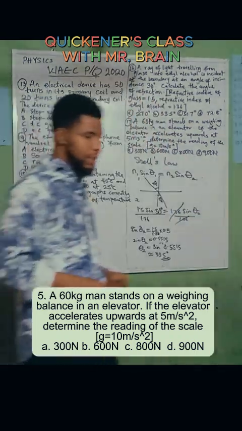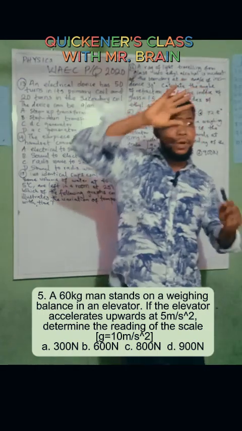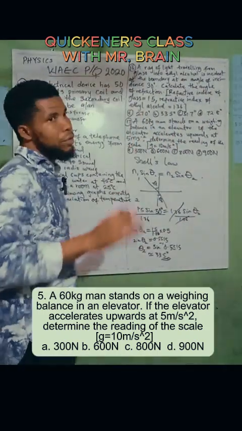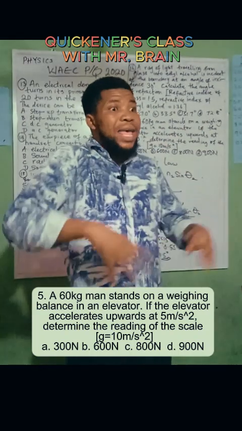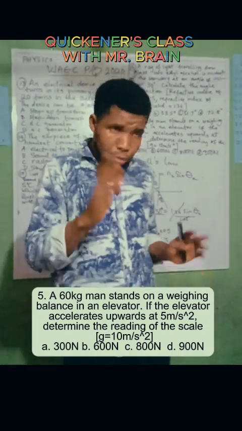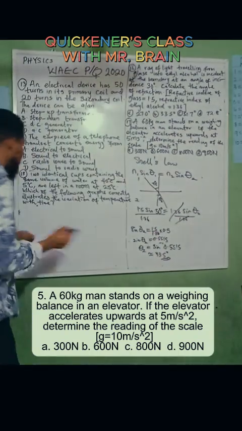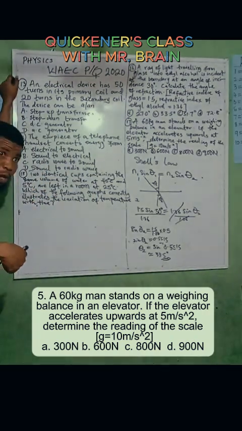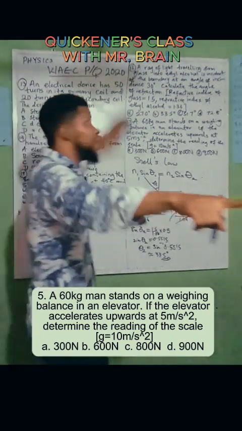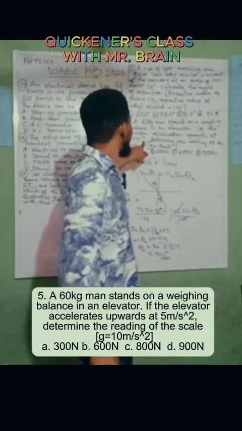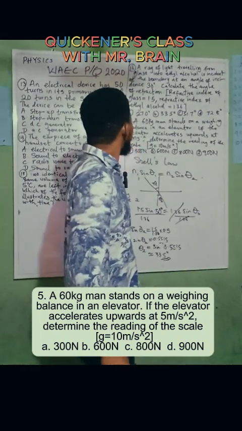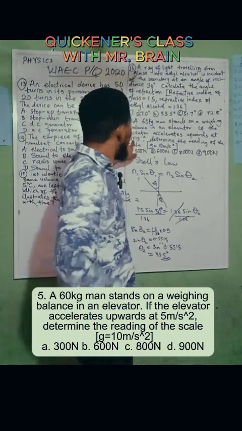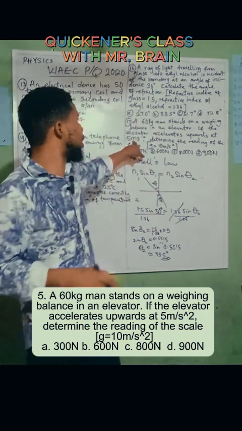Since we have not really explained this very well, I want to remain at the layman level. You are heavier than your normal, right? So it means that there is an additional weight acting on you. That additional weight is as a result of this acceleration. Look at it: 5 meters per second square.